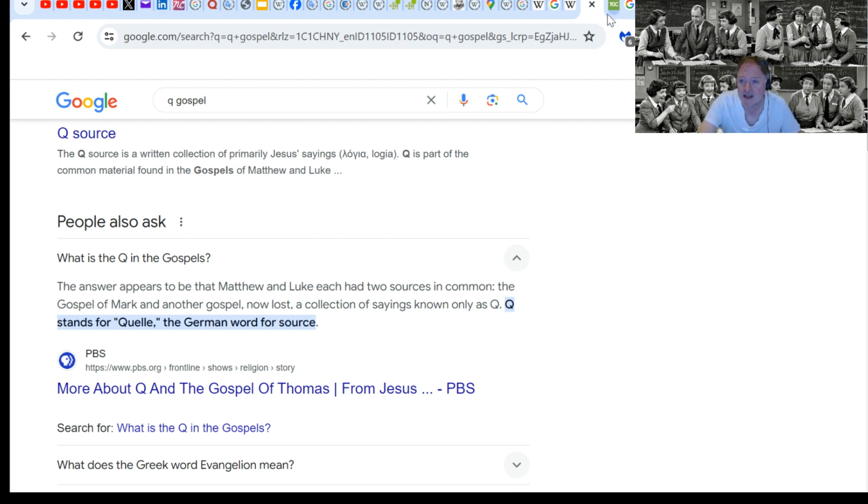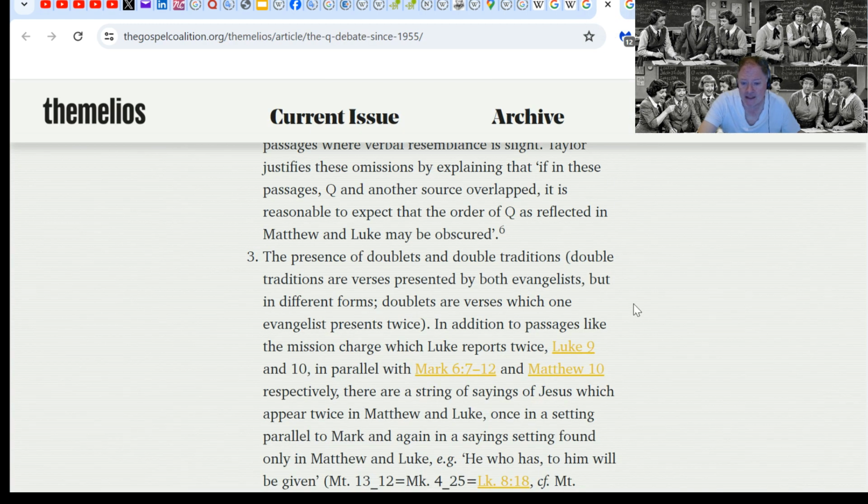Okay, I think we spent enough time on Q. Interestingly enough, I was looking up what some writings were about this Q thing. The presence of doublets and double traditions are verses presented by both evangelists, but in different forms. Doublets are verses which one evangelist presents twice. So again, it ties into the double theme, QQ, PP, etc., etc. Okay, well let's move on to another of these special letters. Well, we're not quite done with Q.